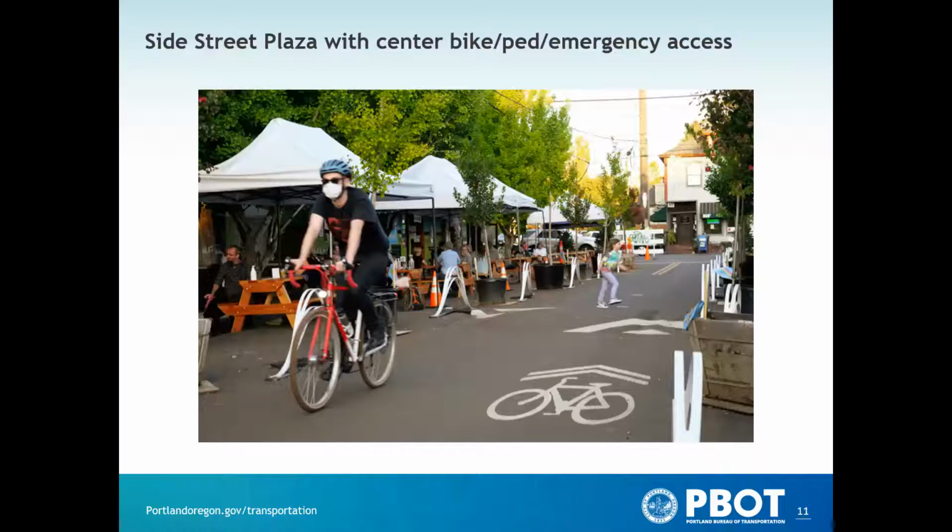This is Southeast Clinton, and they have done a full street closure as well on a side street. They maintained their biking and pet access through the center of the space, which is pretty unique. And they've delineated that with the wave delineators and the potted trees to create that separation between the diners and the bicyclists that are going through there. It's on a neighborhood greenway, so lots of cyclists are going through pretty frequently. And then they have the seating on both sides of that as well.